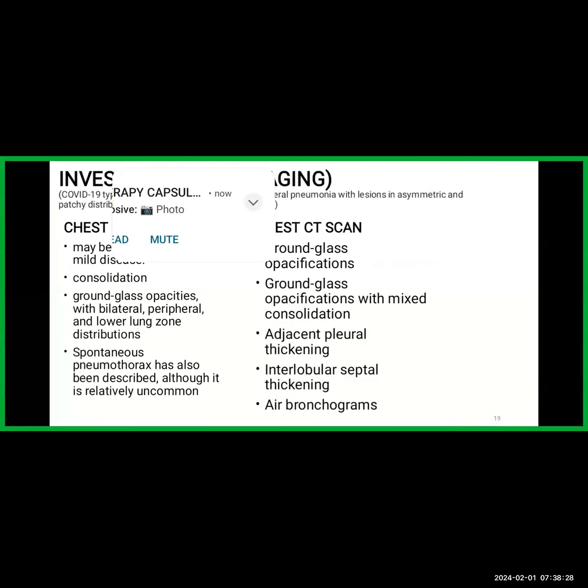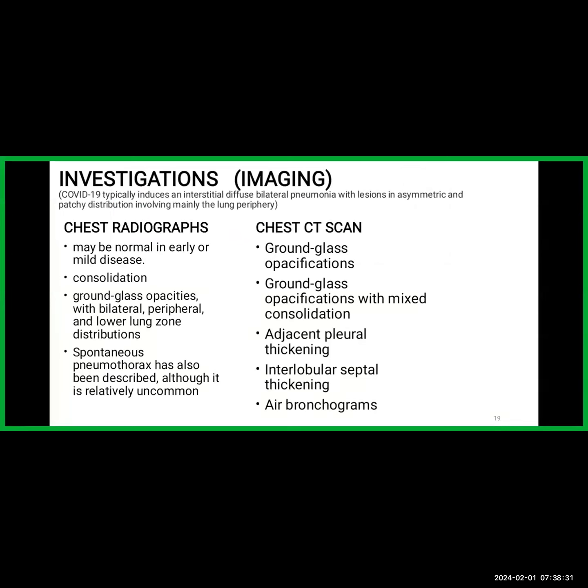So I also want to do a chest radiograph. COVID-19 typically induces an interstitial diffuse bilateral pneumonia with lesions in asymmetrical and patchy distribution involving mainly the lung periphery. So the imaging I like to do, one, the chest radiograph, and these are my findings. Question: what will you find? It may be normal in early phases of mild disease. There could be consolidation, ground glass opacities, which are bilateral, peripheral, and affect mainly the lower lung zone. Spontaneous pneumothorax has also been described, although it's relatively uncommon.